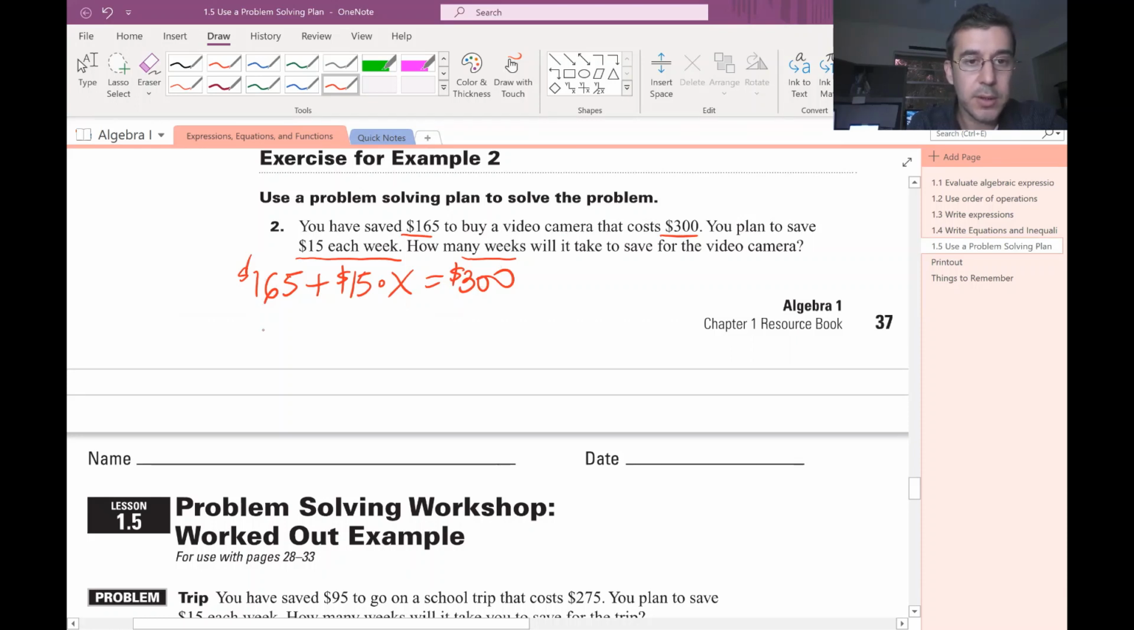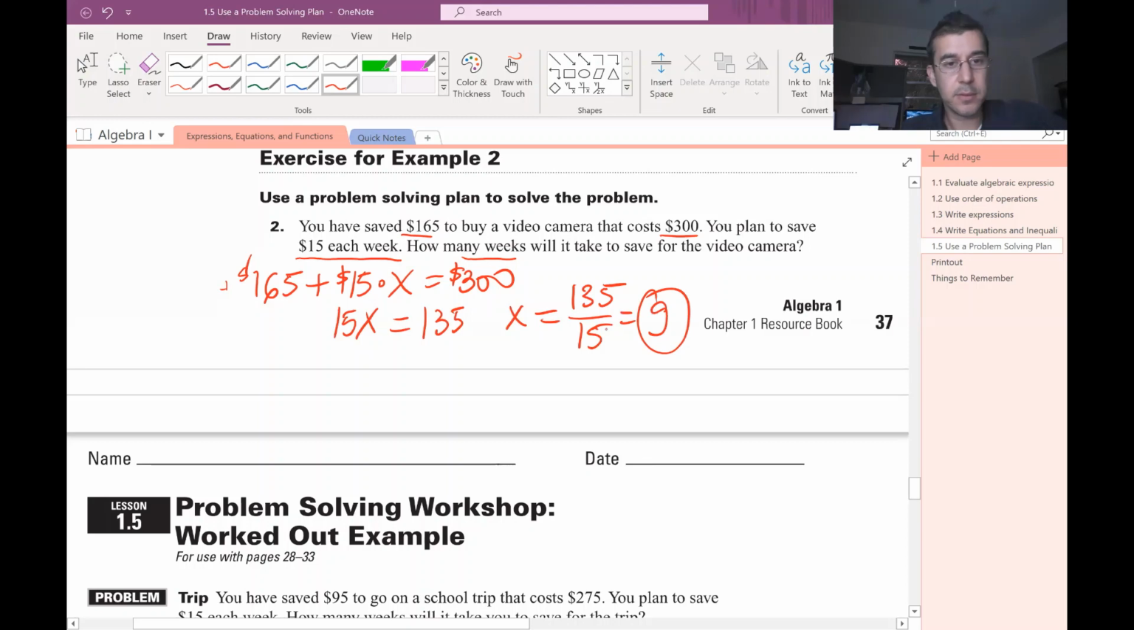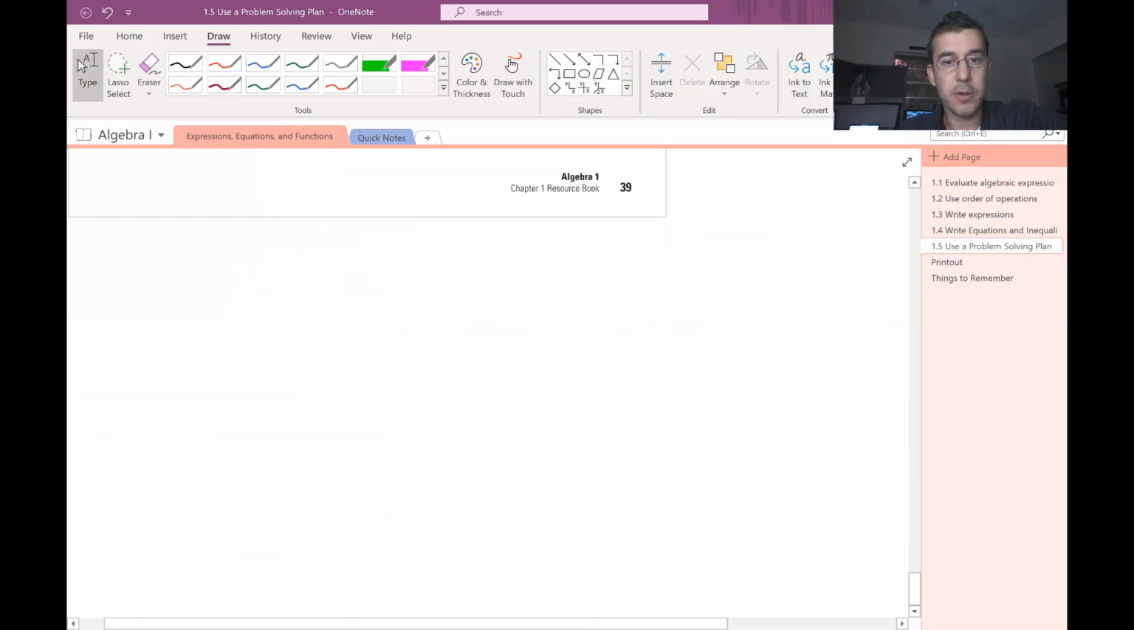So this is the equation, and we have to solve for x. So 15x is 300 minus 165, because 165 has a plus sign. When it goes to the other side, it will become minus 165. So this becomes 300 minus 165, or it's 135, right? And then x equals 135 over 15, or that is 9. So 9 weeks. Okay. So you're gonna need 9 weeks to buy that video camera.